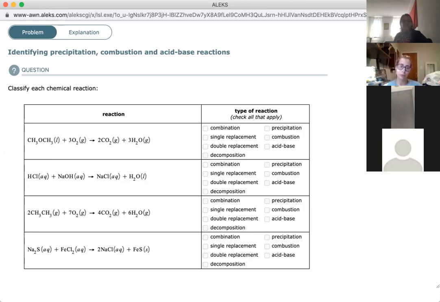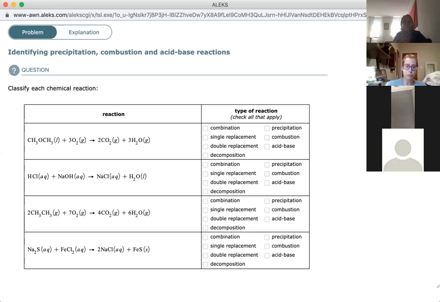The second one is pretty obvious, right? Look at that second one: HCl, that's an acid. NaOH, that's a base. Strong acid, strong base. That's got to be an acid-base reaction, right? So we know it's acid-base. But remember, those acid-base reactions are also double displacement, or double replacement. So for that second one, you would select double replacement and acid-base.